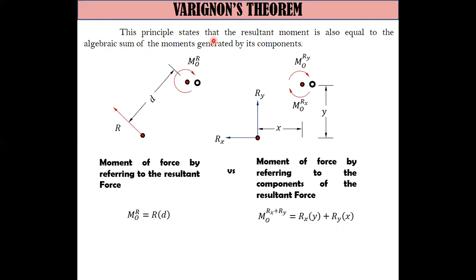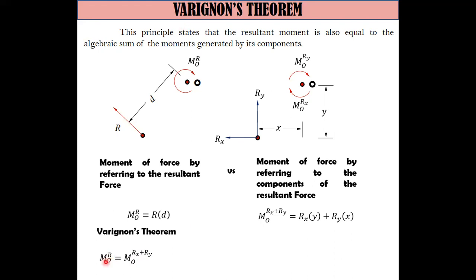Now, based on this theorem, which is Varignon's, definitely, the moment that we computed about point O due to the resultant force, which is inclined R, and the moment that we get about point O that is generated by the components of the inclined force are equal lang. Yun ang ibig sabihin or gustong iparating ng Varignon's theorem.